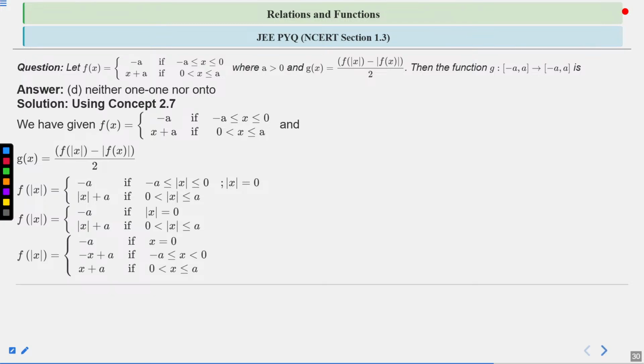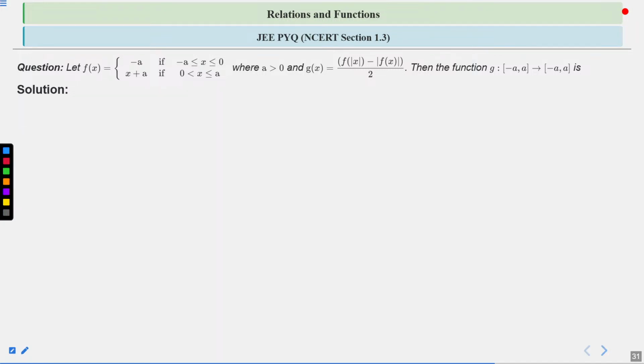Therefore f(|x|) is equal to -a if x is equal to 0, and -x + a if x is between -a and 0, and x + a if x is between 0 and a, right? So now let us calculate |f(x)|. |f(x)| we can calculate as |-a| is a when x is between -a and 0, and |x + a| is x + a when x is between 0 and a, right?